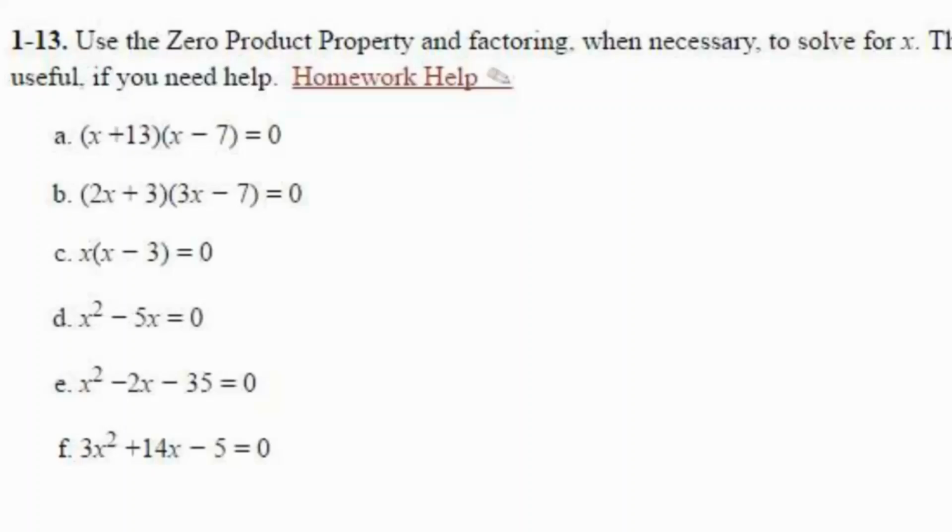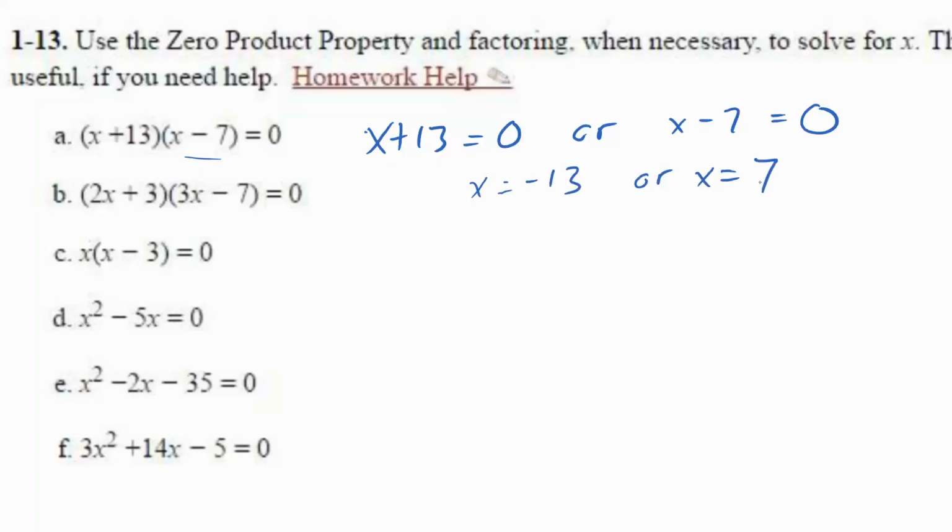Zero product property, we have x plus 13 and x minus 7 equal to 0. So the zero product property says that if two things are multiplied and equal 0, one of them has to be 0. You can't multiply to 0 without something being 0. So what we do then in Algebra 2 is we say either x plus 13 equals 0 or x minus 7 equals 0. And then we just do our algebra problem of subtract the 13 over. So either x equals negative 13 or x equals 7.